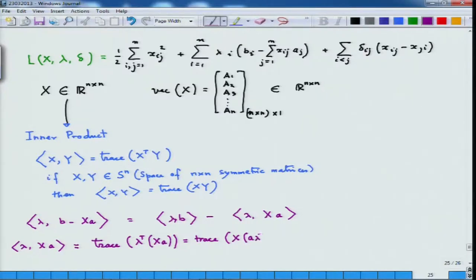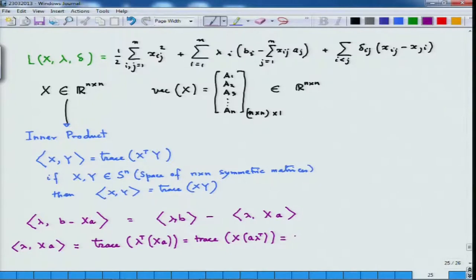x a lambda transpose. See, a lambda transpose is not a symmetric matrix. Basically this would become trace of a b is trace of b a. So here what happened is, they have taken x a lambda transpose, then by associative law it became x a lambda transpose.